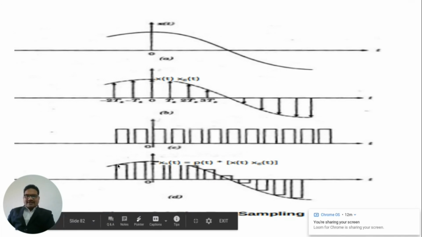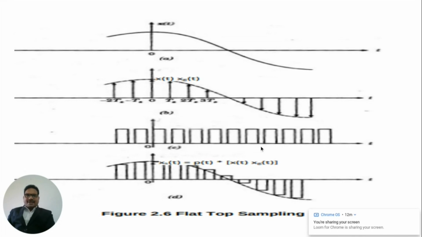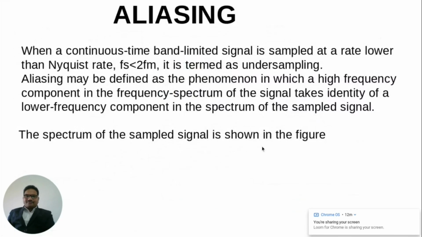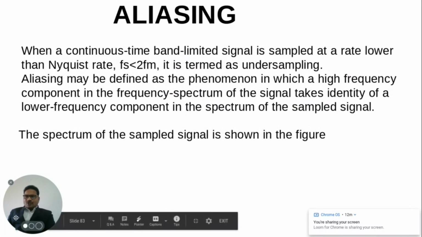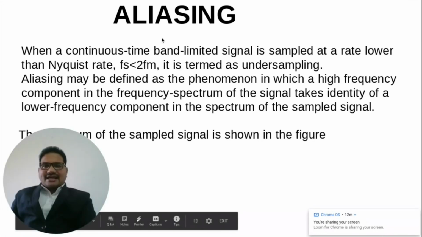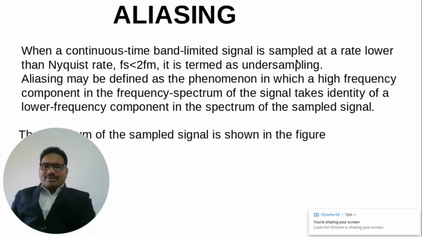If you observe the top of this pulse, it is flat, so that's why it is called a flat top sampled sequence. Now, one more important concept here is called aliasing. What is aliasing? When a continuous time band limited signal is sampled at a rate lower than the Nyquist rate, and what is the Nyquist rate? The minimum sampling frequency should be equal to twice of fm. So if fs is less than twice of fm, then it is termed undersampling.